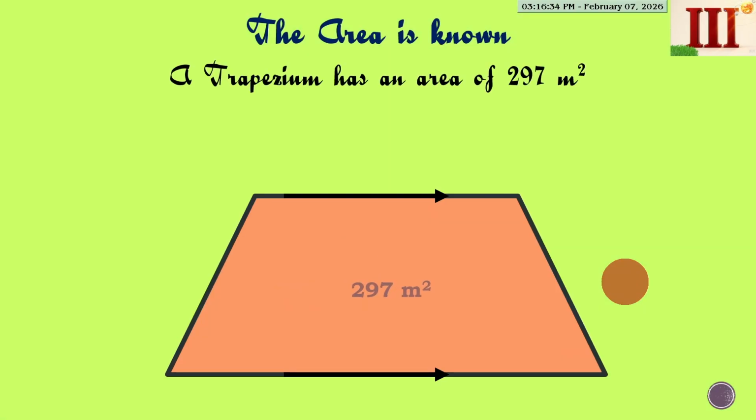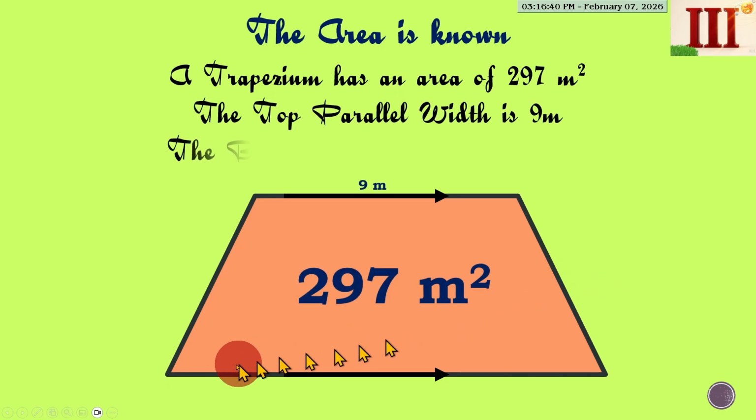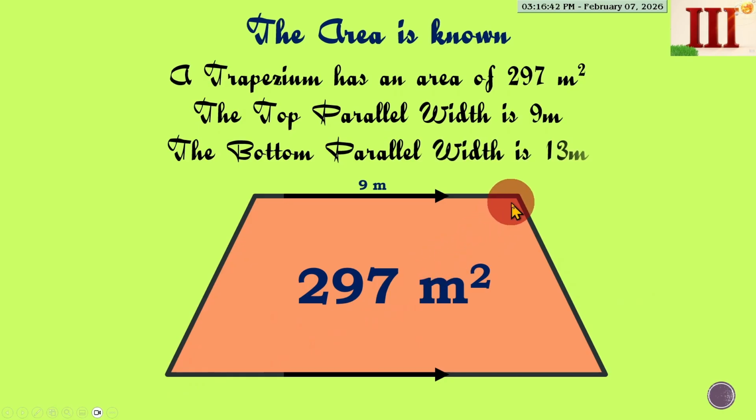As we would be reminded, the trapezium is pretty much two triangles that have been cut. So if we draw a diagonal through here, we'll have two triangles. So we know that the area is going to be 297. The top parallel width is 9, and the bottom parallel width is going to be 13.